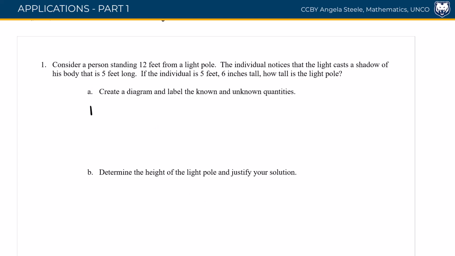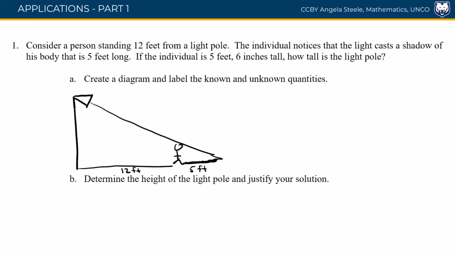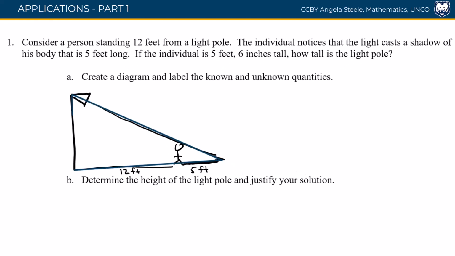So we're going to start with our light pole. And we're going to imagine that that light is shining down on the street. And we know that there's going to be a person that is 12 feet away. And then it's creating a shadow that is 5 feet. Okay, and you can see here that we end up with kind of two triangles. We have this bigger triangle, and then we have a smaller triangle.